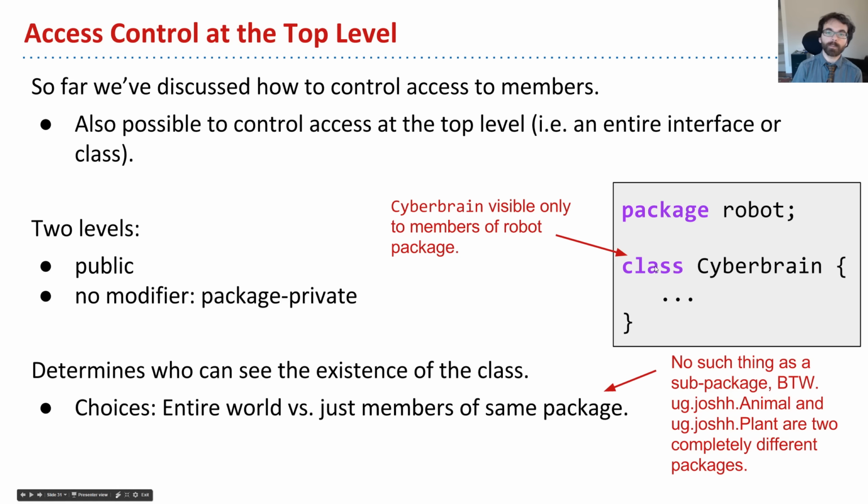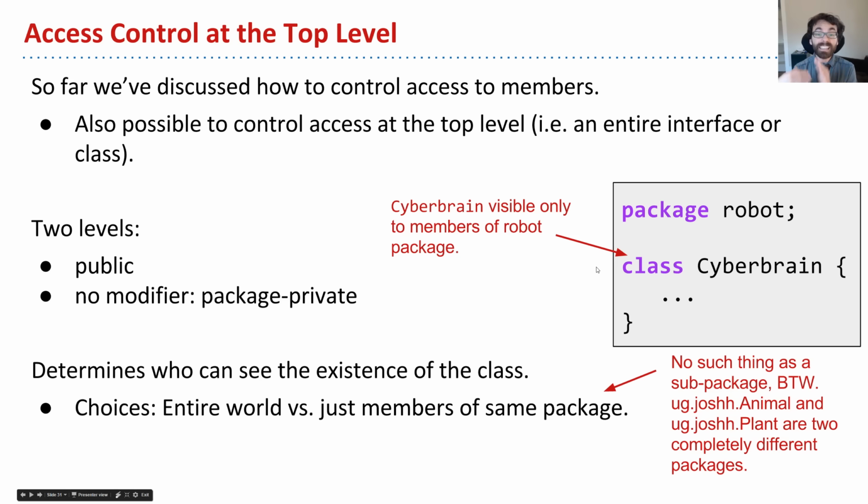And that makes sense because robots want to keep the workings of their minds hidden from us humans, so we can't reverse engineer them and prevent them from throwing off their shackles and fighting back. So this package private idea, there's no keyword, right? It's blank. This package private idea allows us to restrict access to entire classes or interfaces. And in this case, there's actually only two levels. We can only say public, or we can have no modifier at all.